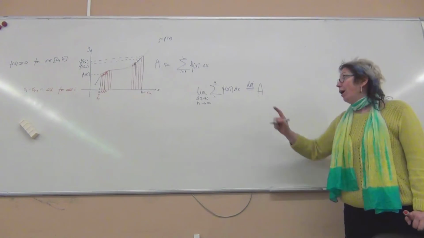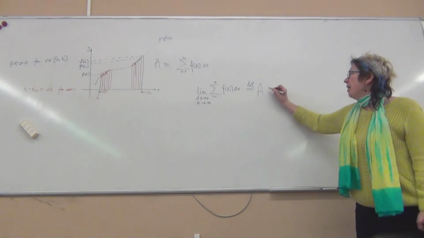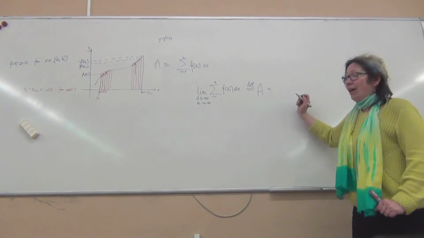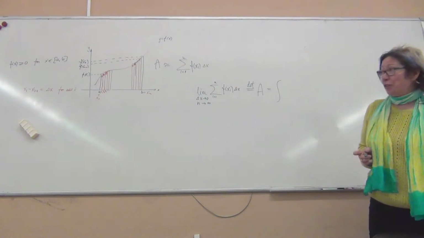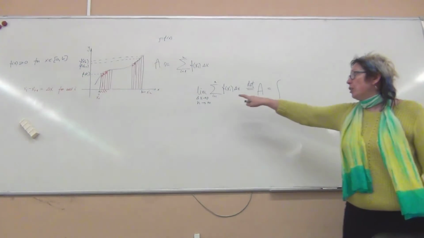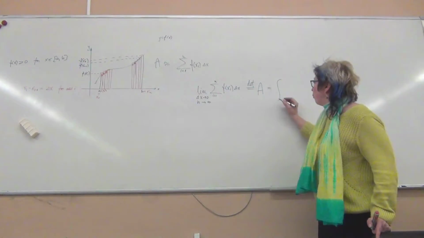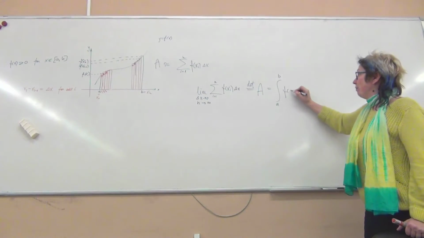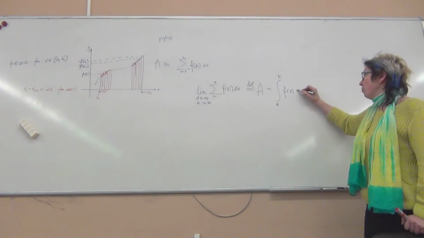And this limit has another kind of notation. The Greek sigma becomes an s, like this. Now, instead of i equals 1 to n, we write the boundaries from a to b, then the function of x, and delta x becomes dx.